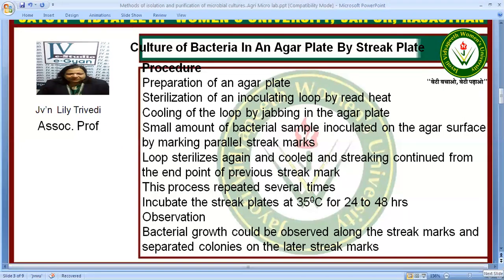So we prepare the agar plate and sterilize the inoculation loop by red heat, and on cooling we jab it in the agar plate. A small amount of bacterial sample is inoculated on the agar surface by making parallel streaks. The loop is sterilized again, cooled, and streaking continues from the end point of the previous streak mark. This process is repeated several times and the plates are incubated at 35 degrees centigrade for 24 to 48 hours. So we observe the bacterial growth along the streak marks and the separated colonies in the later streaks.